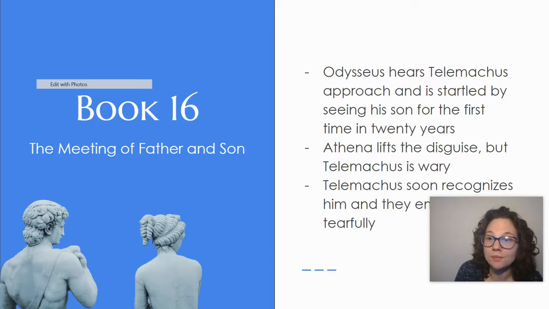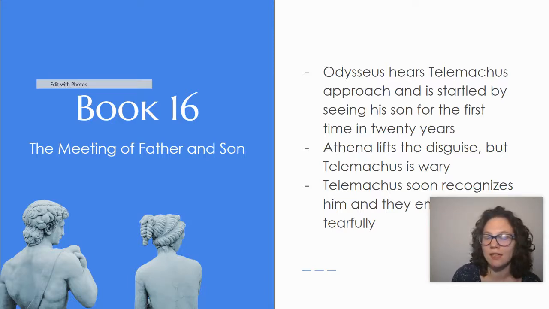But Odysseus talks to him and says, "Listen, I have the favor of Athena. Here's all this stuff I know about you. I am your father. I've been gone, but now I'm home." And he starts to get really overcome with emotion. And Telemachus then recognizes him, and they embrace and they cry.